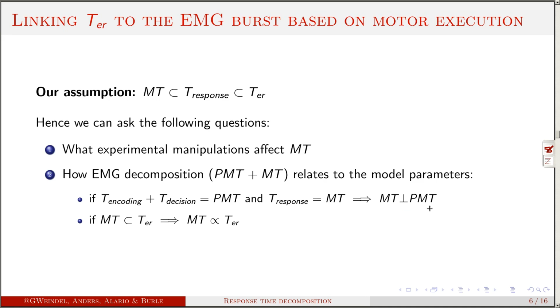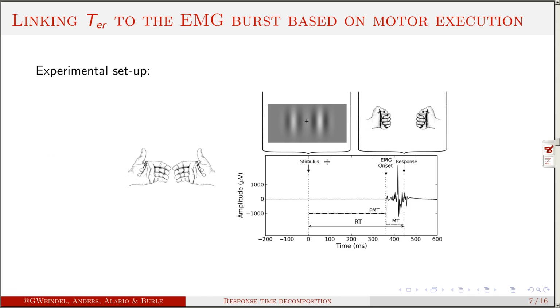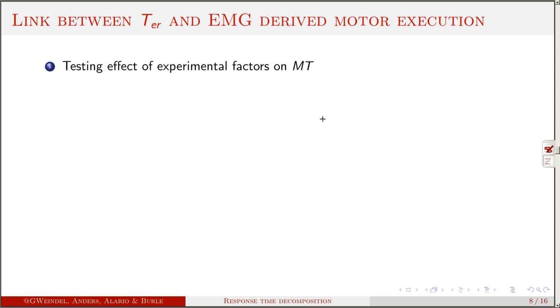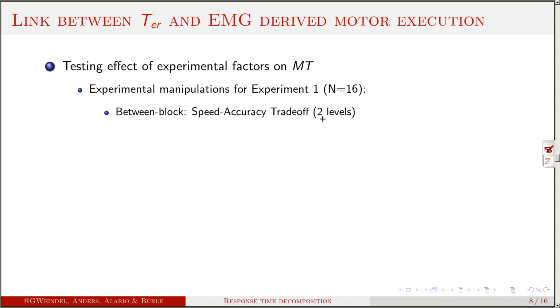To that end, we designed a standard decision-making task. Participants were presented two Gabor patches and had to choose which one was the most contrasted. Here it is on the right. They responded either with the left or the right hand depending on the chosen patch. And in order to test the effect of experimental factors on motor time, we recruited 16 participants in the first experiment and manipulated blockwise the SAT, speed-accuracy trade-off. Either participants were asked to favor accuracy or the speed of that response. And in addition, we also manipulated the stimulus difficulty by increasing or decreasing the difference in contrast between both patches.